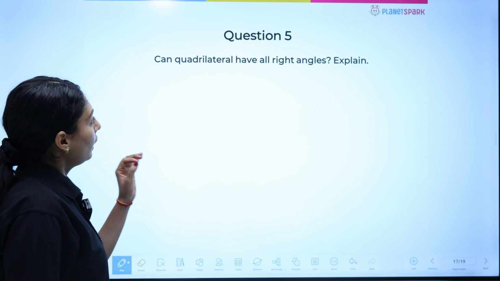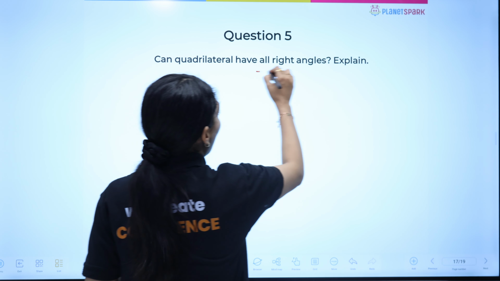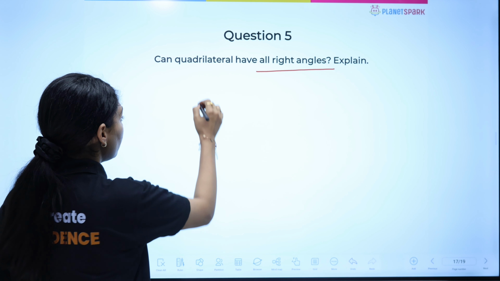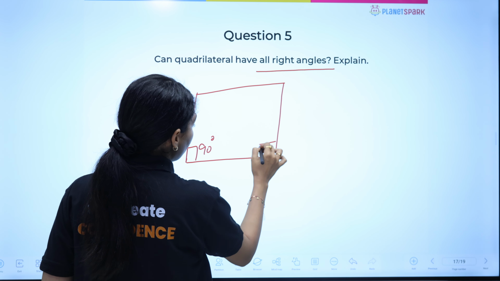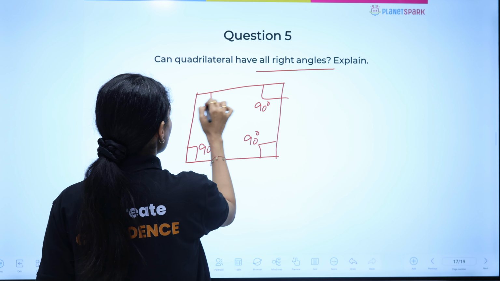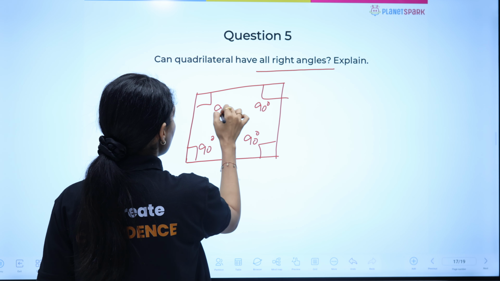Okay, next one. Can quadrilateral have all right angles? Let's see what will happen then. चलिए जी, एक quadrilateral लेंगे. चारों एंगल राइट एंगल्स होंगे. लेट्स चेक एंगल सम प्रॉपर्टी सेटिस्फाई हो रही है या नहीं. 90 plus 90 plus 90 plus 90, 4 into 90, that is equal to 360 degree. So yes, it is possible.